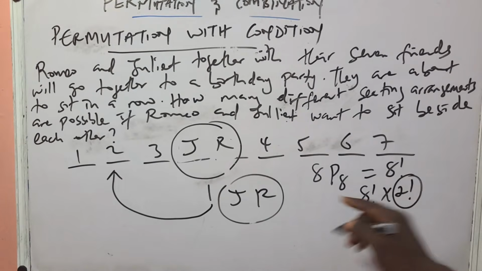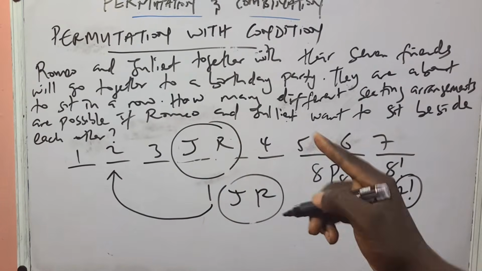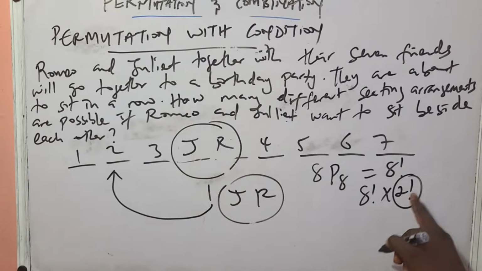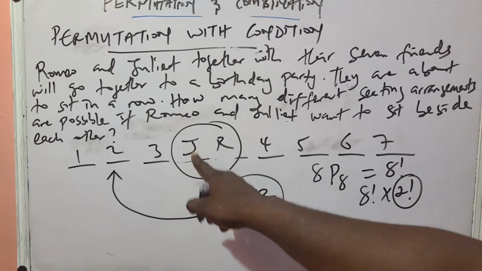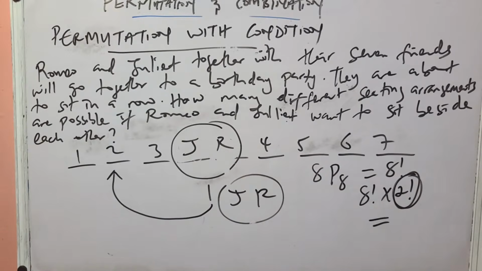This 2 factorial is representing the number of ways you can arrange Romeo and Juliet. Of course, these are 2 objects. How many ways can you arrange 2 objects? That's 2 factorial ways, which is 2 ways. It can be Romeo Juliet or Juliet Romeo. That's what is factored in here. So the final answer you will have here will be what? 80,640.